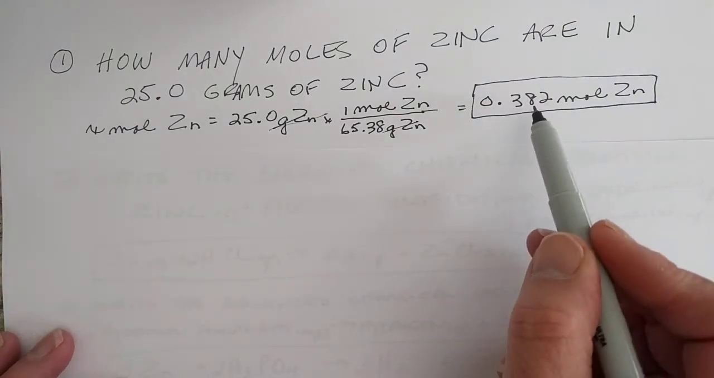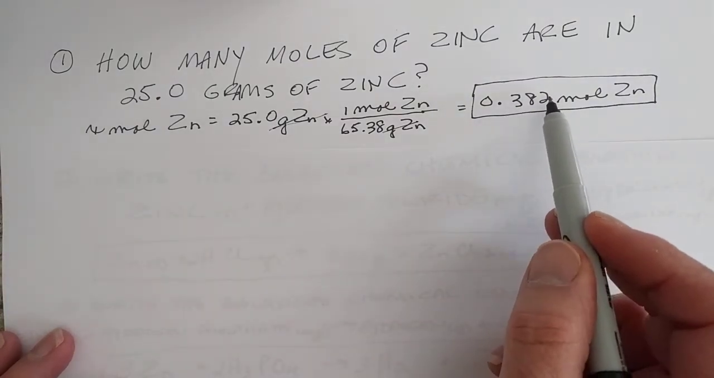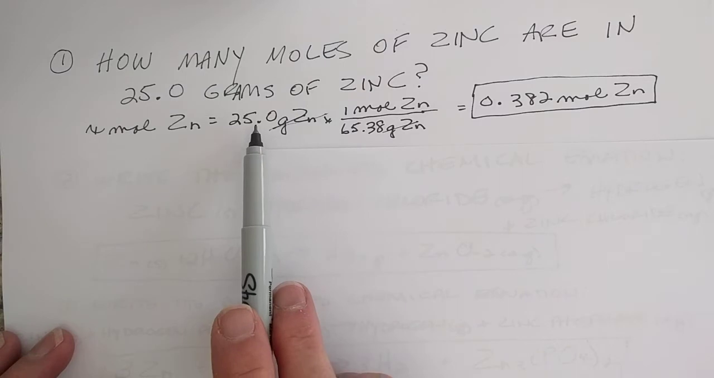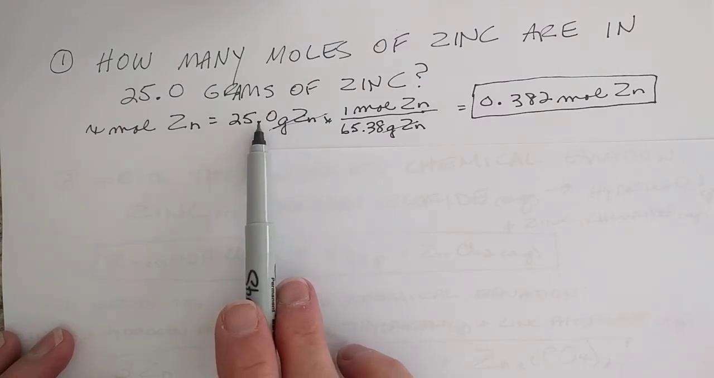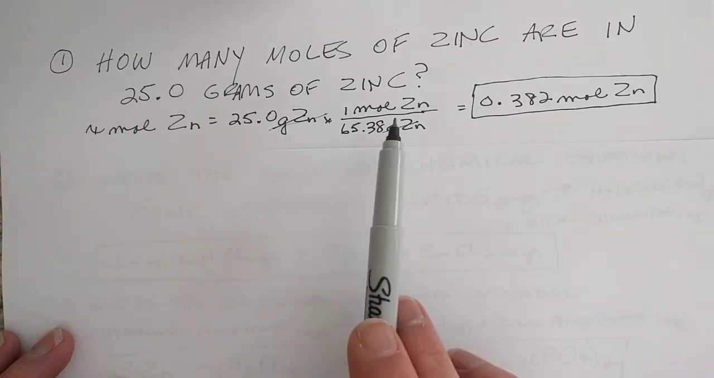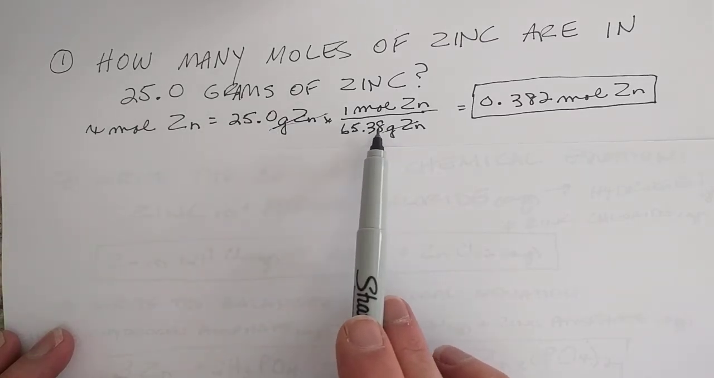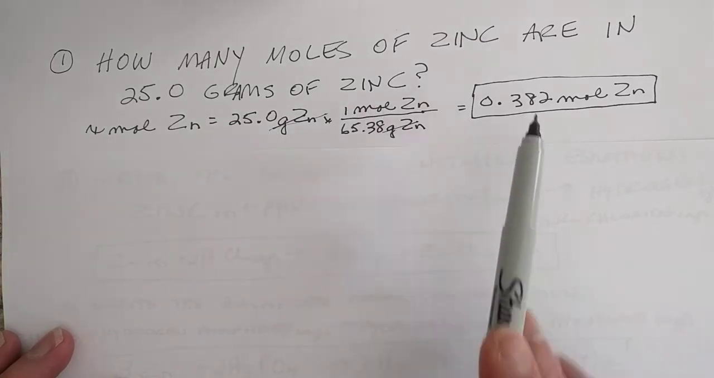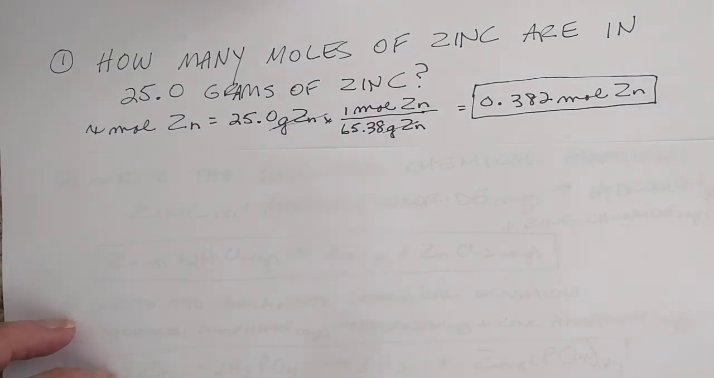And then we have our answer, and notice we have three significant figures. 25.0 has three sig figs. When there's a decimal point, we go to the end of the number, so that 0 is important. And then we have 4 sig figs there. That 1 is unlimited, so 3 sig figs.